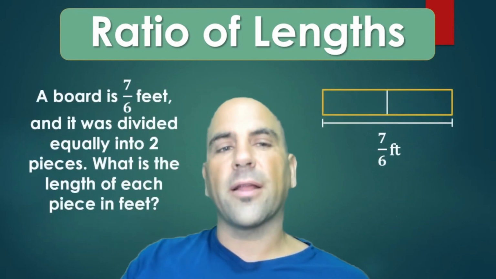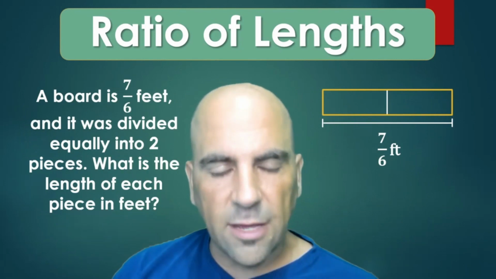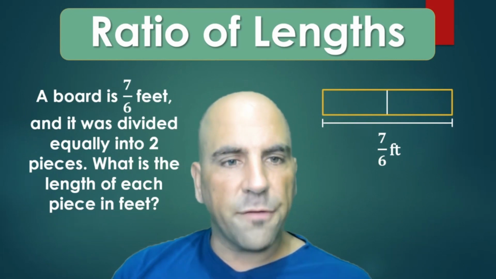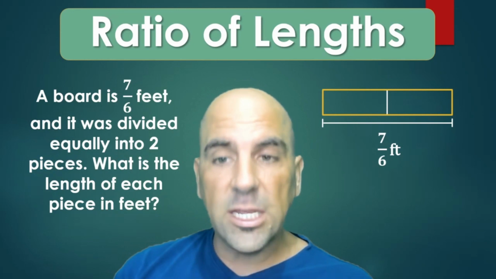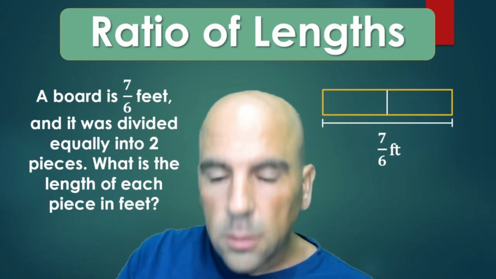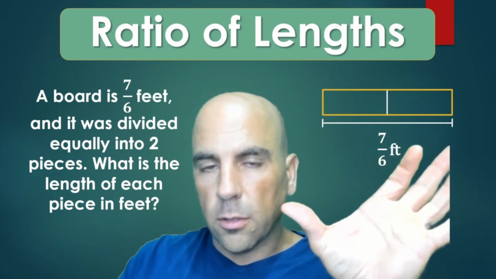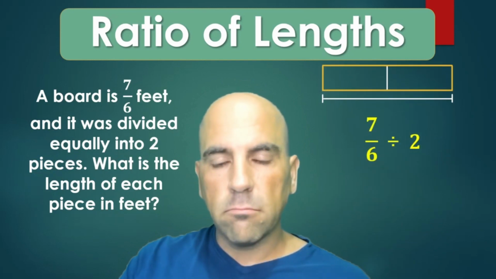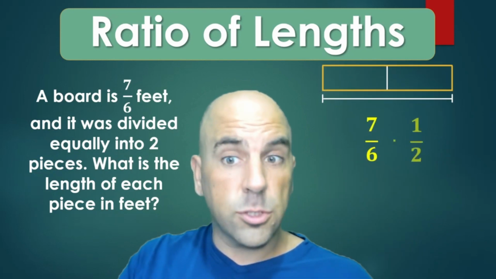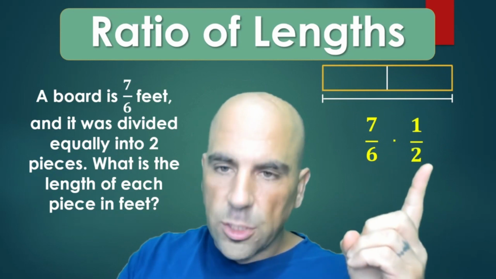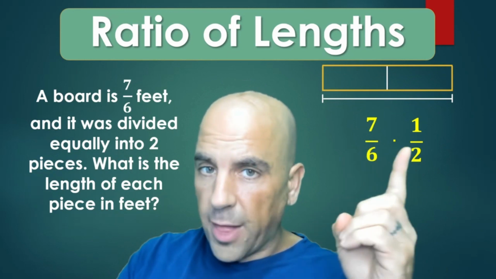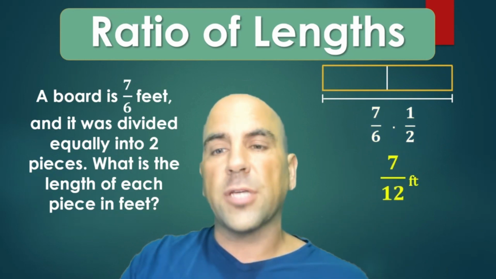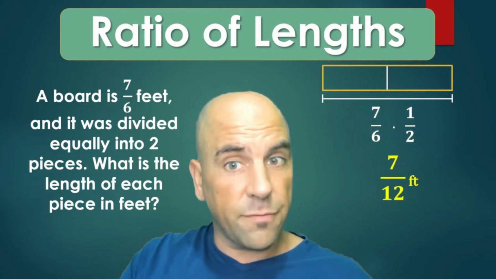All right, let's take on another one. A board is 7/6 of a foot, and it was divided equally into 2 pieces. What is the length of each piece in feet? Well, we have 7/6 total. We need half of that, right? So let's divide it by 2. In other words, 2 over 1, which when we multiply by the reciprocal is 1 over 2. Multiply across the numerators and denominators, and you get 7/12 of a foot.